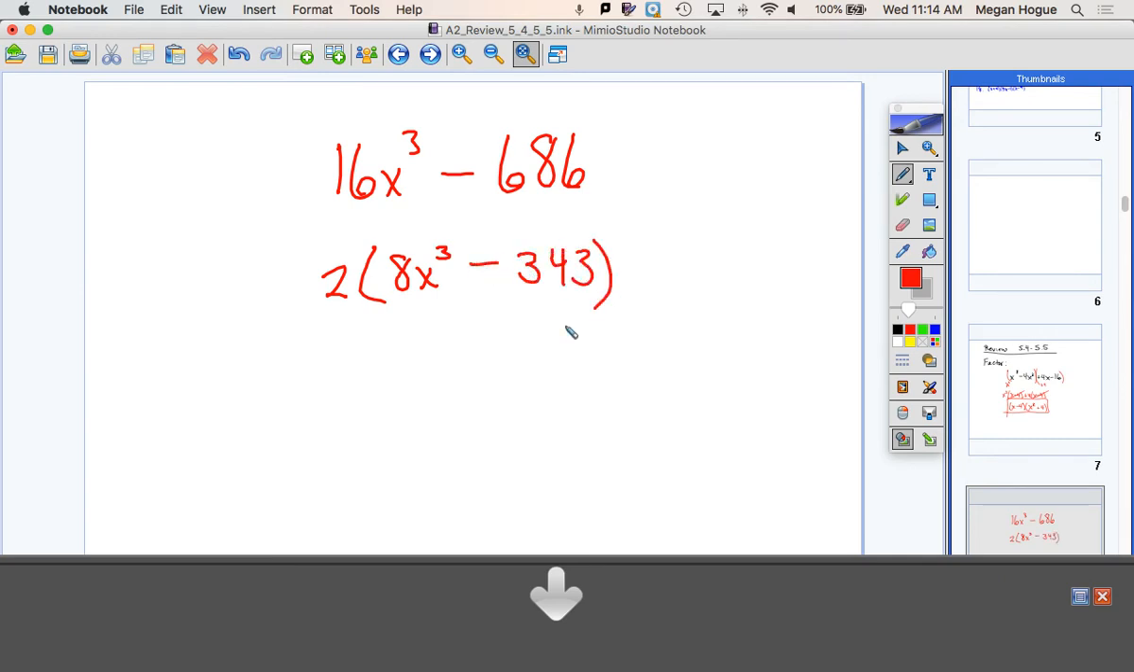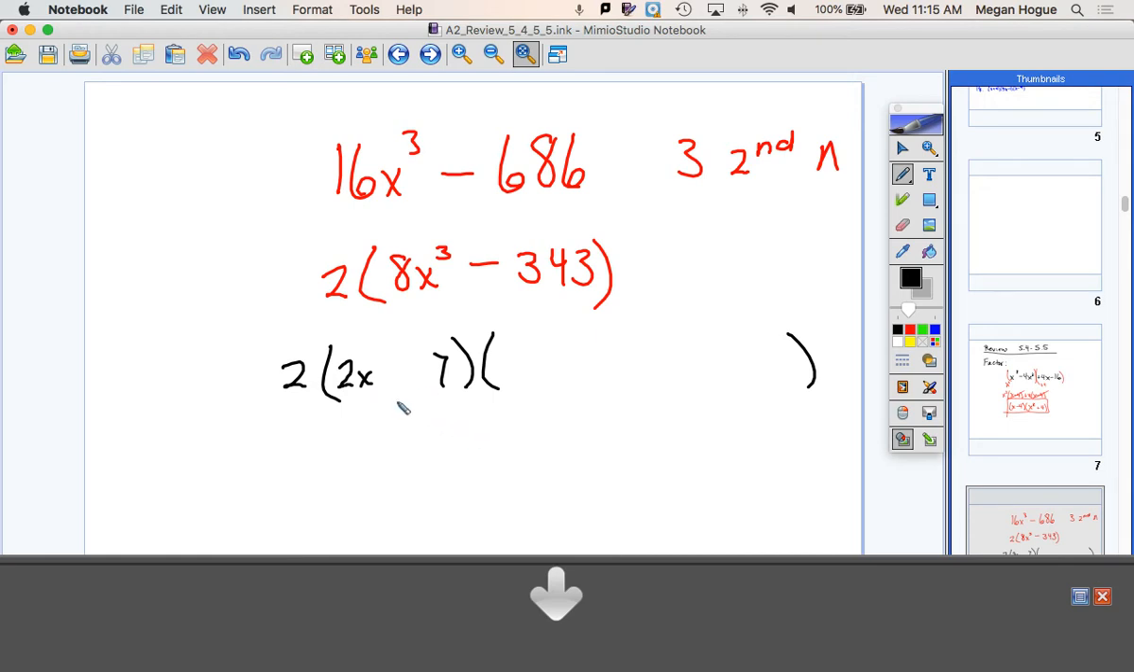So it is one of those cubed problems. It's a difference of cubes. So remember to take the cube root. You hit 3, second, and then that exponent button. So we're going to need to do that for 8 and 343. What's the cube root of 8? Yeah. So we're going to have 2x there. How about the cube root of 343? 7.